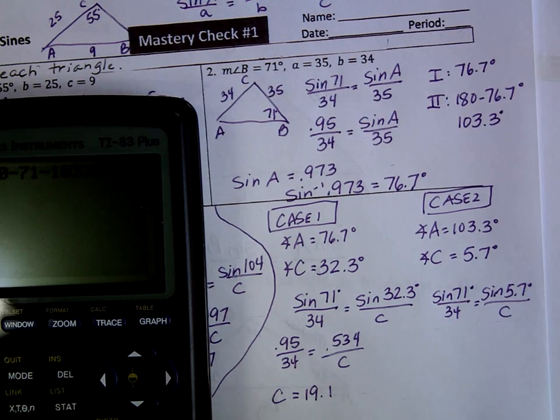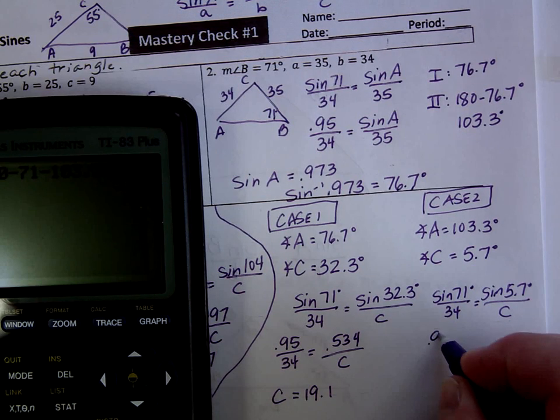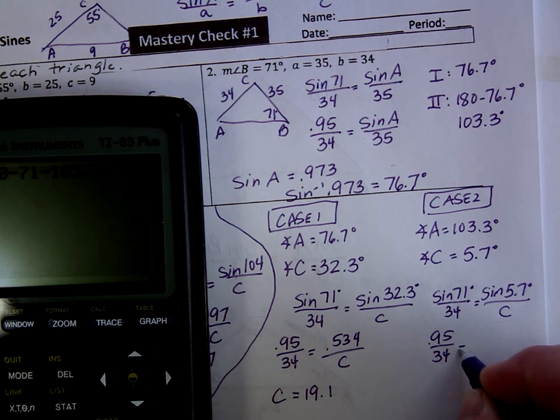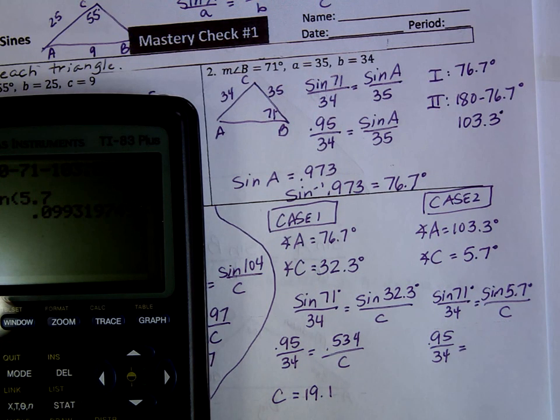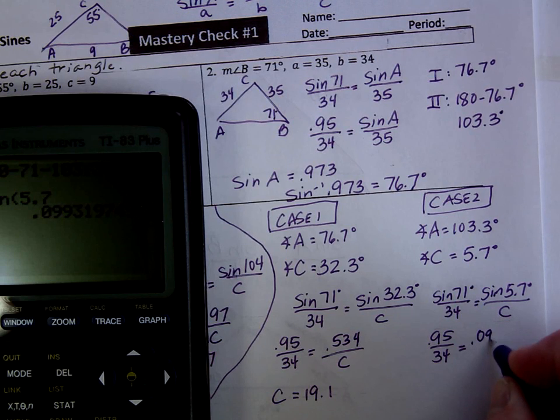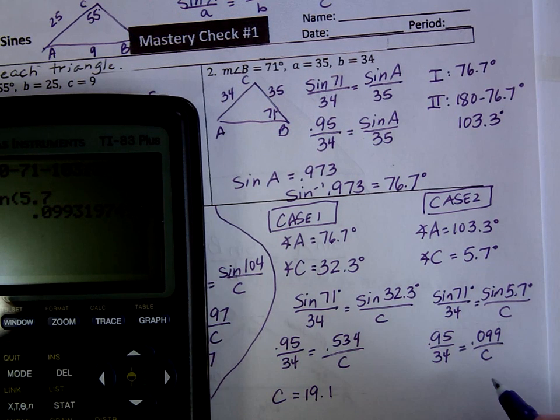So I have this information, 0.95 over 34. I don't know sine of 5.7. I'm going to look that up right here. 0.099. All right, we'll use 0.099 over little c. I'm going to cross multiply times 34 divided by 0.95, and that gives me a c value of 3.6.